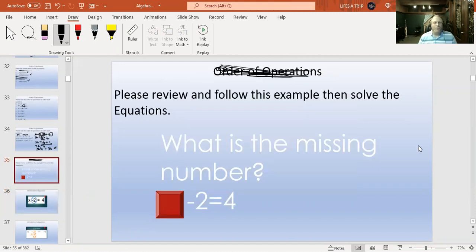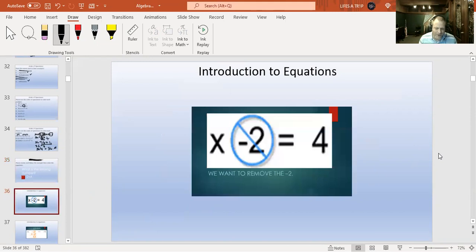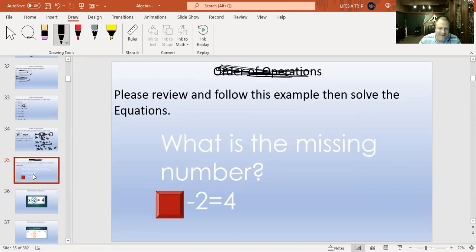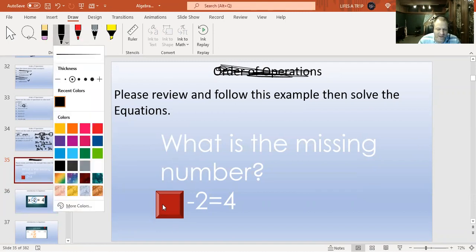Please review and follow this example, then solve the equation. So obviously we have blank minus 2 equals 4. What is the missing number? And of course, we're going to say 6. Isn't that right? But anytime we don't know what the number is, as you know from our last video, we're going to put a variable in there.